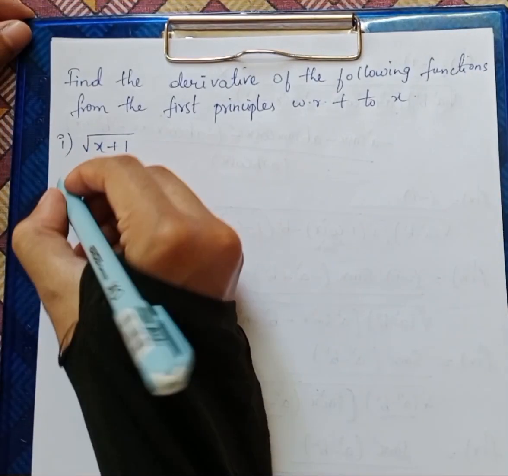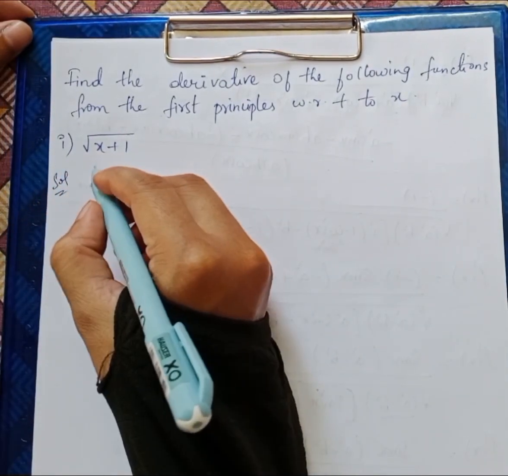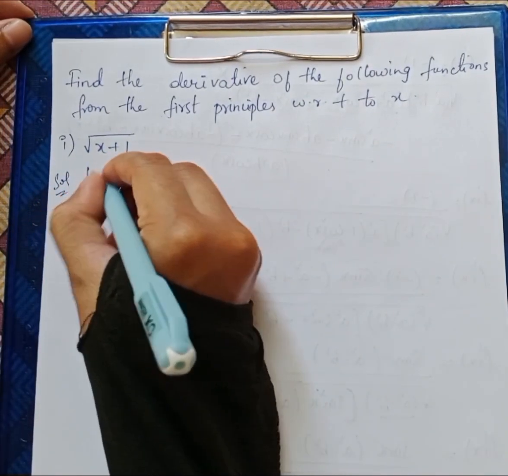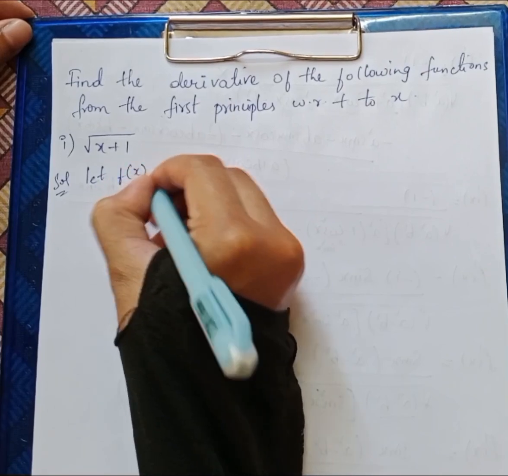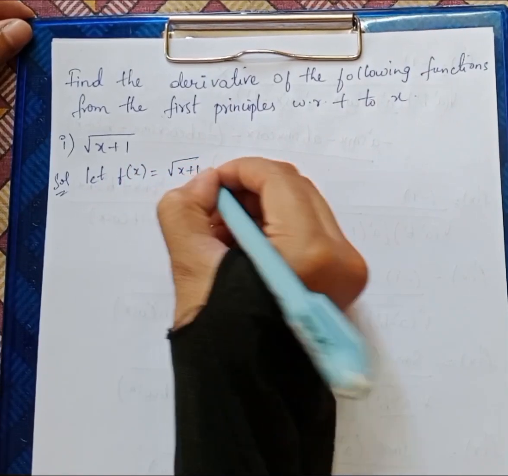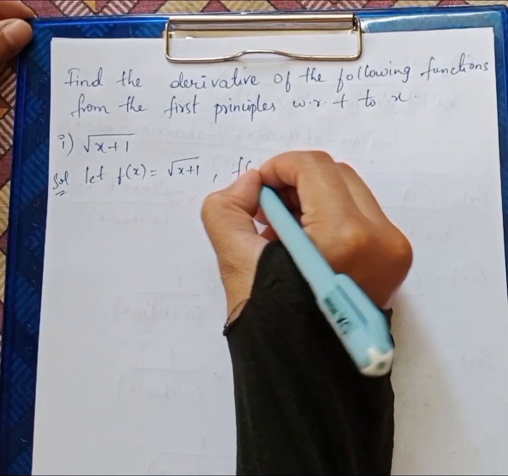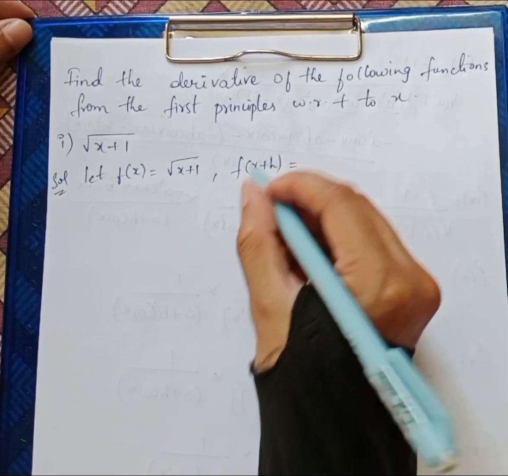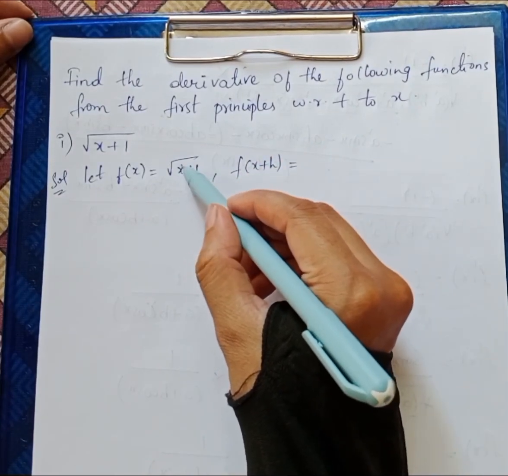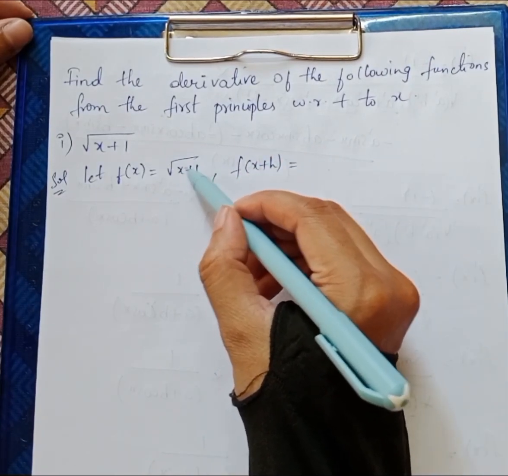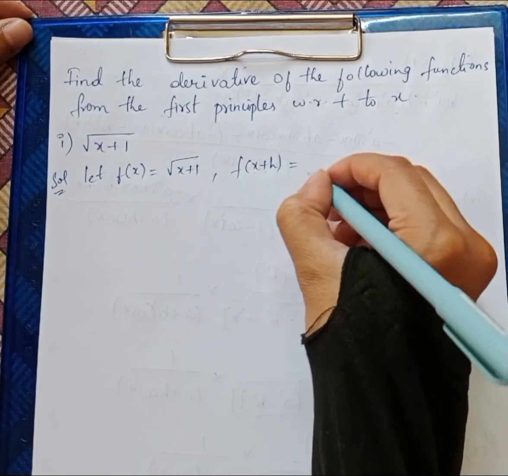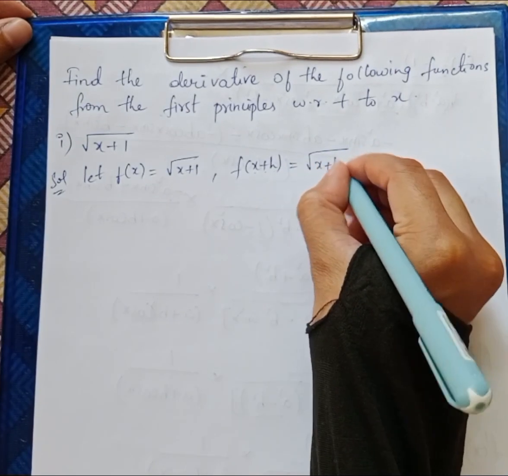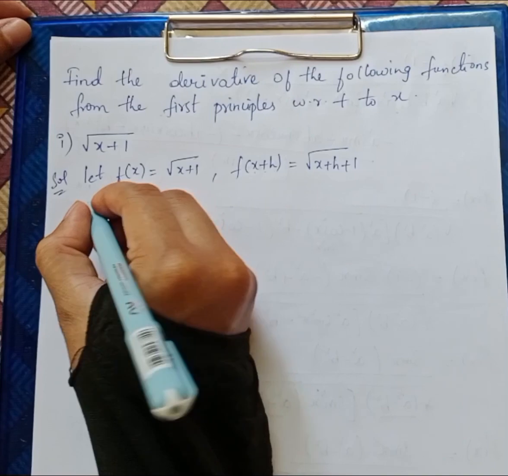Okay. So the question is root of x plus 1. So let the function f of x equal root of x plus 1. So the function f of x plus h can be written as, in place of x in the given function, we should replace it with x plus h. So it will be root of x plus h plus 1.